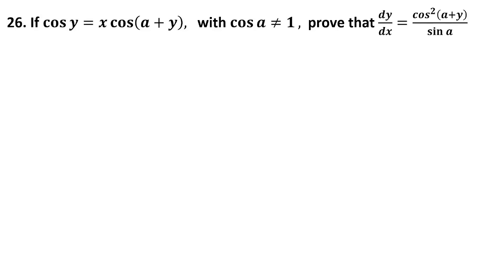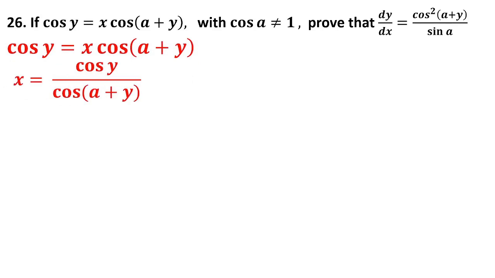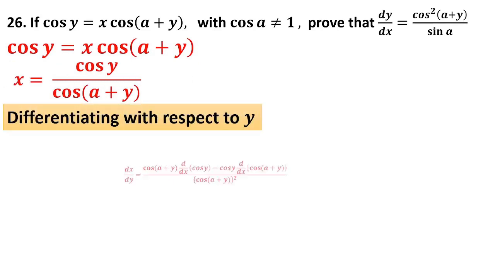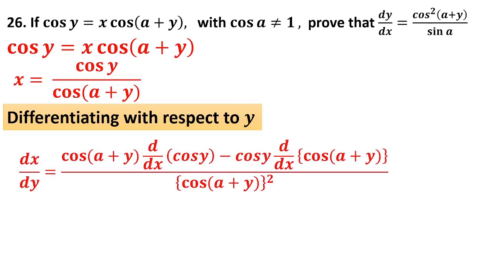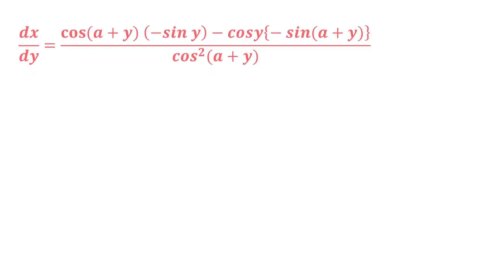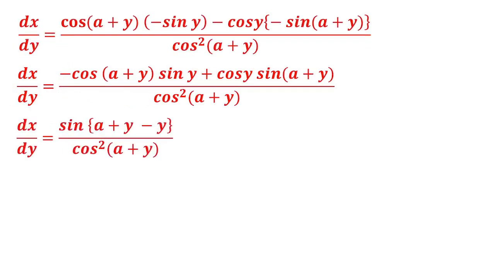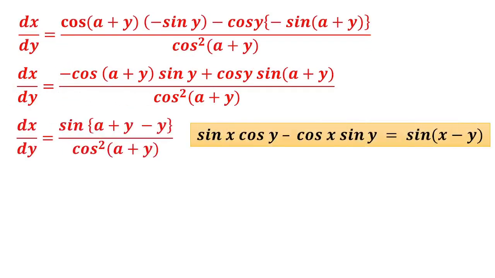If cos y is equal to x into cos of a plus y, prove that dy by dx. In this problem, you can directly start with dy by dx, you will get it. But there is a shortcut. You find what is x. X is cos y upon cos of a plus y. Find dx by dy. Making use of quotient rule, find dx by dy. I have found dx by dy and I simplified it. I got dy by dx by making use of sin x cos y minus cos x sin y is sin of x minus y.